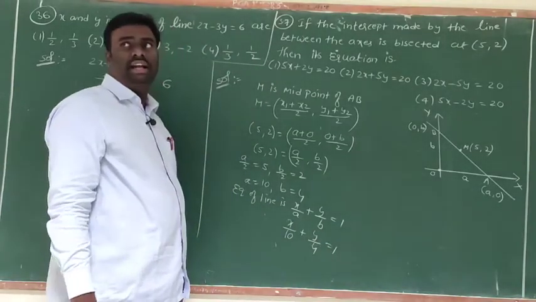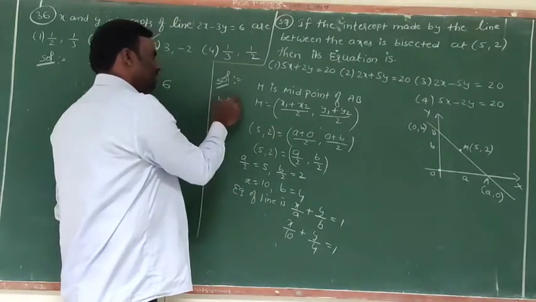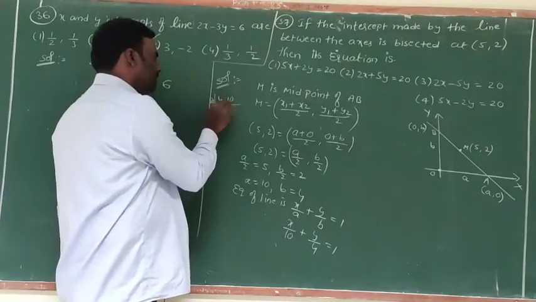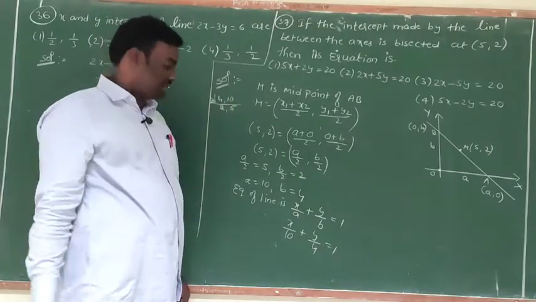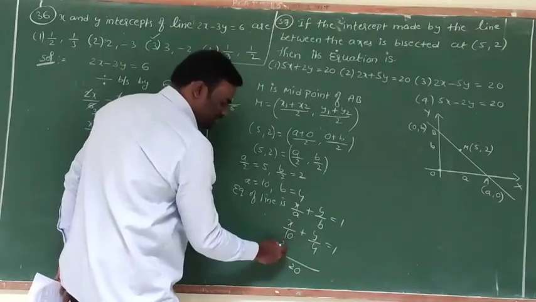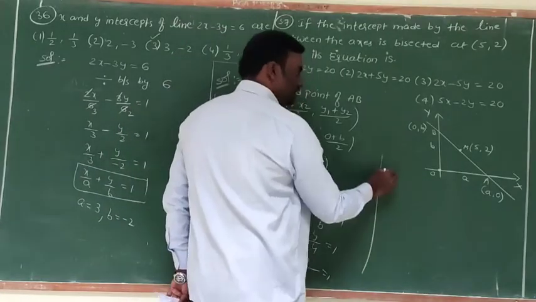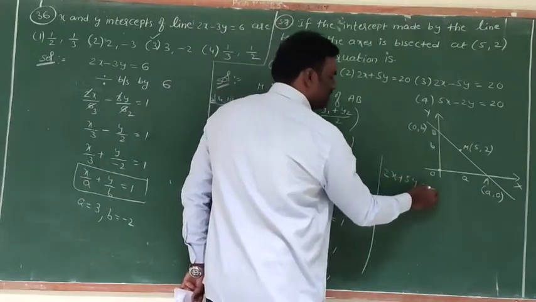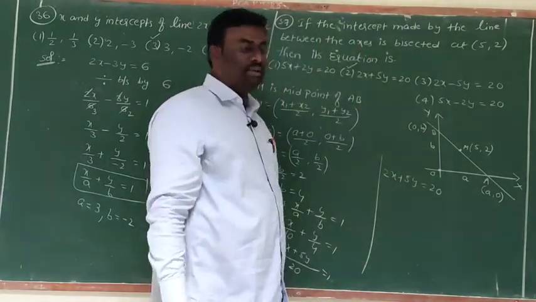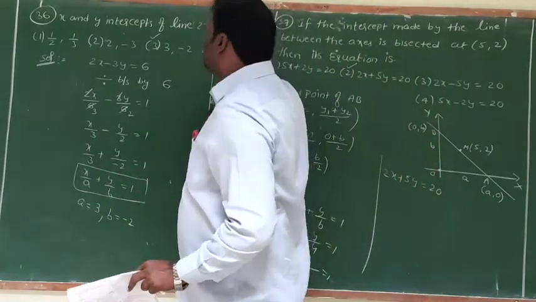We need to take the LCM of 4 and 10. 2 fours are 8, 2 twos, 2 fives are 10. Now 20 is the LCM. 10 multiplied by how many times gives 20? 2 times. So 2x plus 5y equals 20. Finally, 2x plus 5y equals 20. That is nothing but option 2, the correct answer for this question number 37.